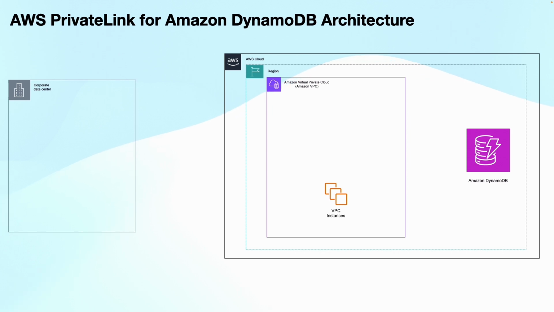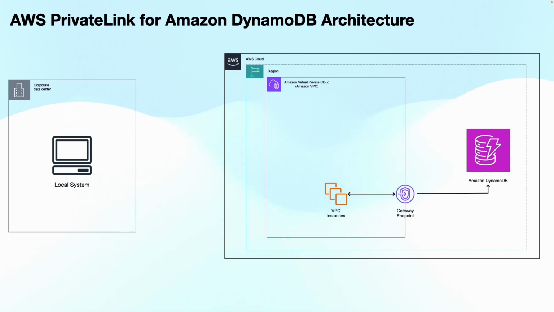I will show you both gateway endpoints and interface endpoints in this demo. I will show you both the ways to connect. Since I have already created a private EC2 instance in a private subnet, I will set up a gateway endpoint and access Amazon DynamoDB using the gateway endpoint from my EC2 instance.